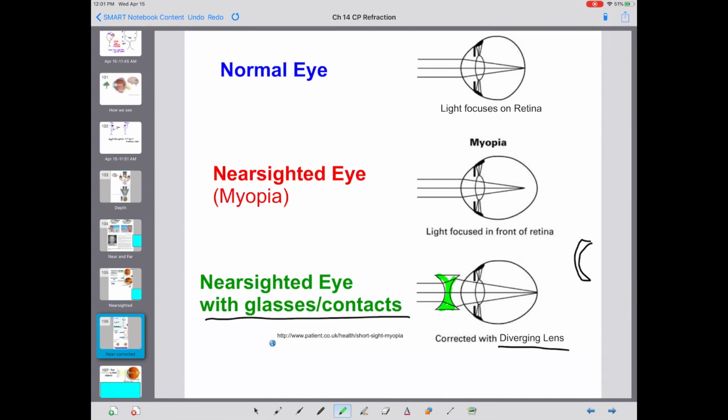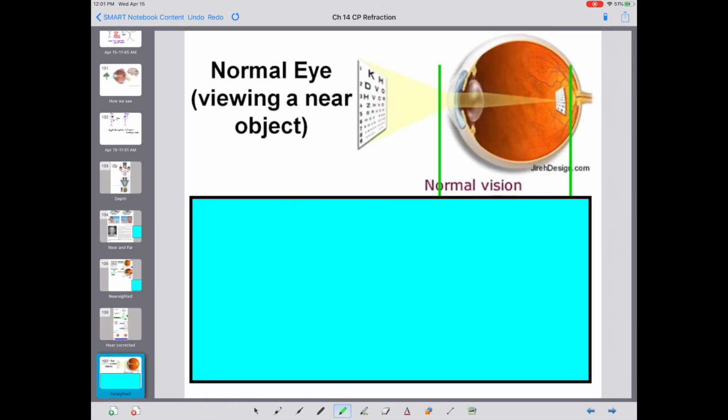Now, I would emphasize the diagram shows this particular shape of a diverging lens. Usually your glasses or contacts are not that shape, but they're the shape I'm circling right there. That spreads the rays out. So then it takes them a greater distance to come together, and you get the image forming right there on the back of the eye the way it is supposed to.